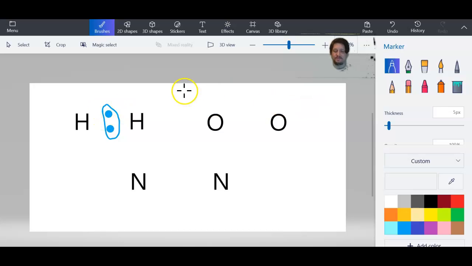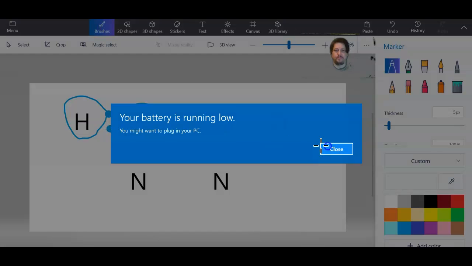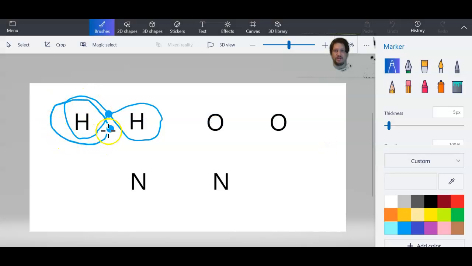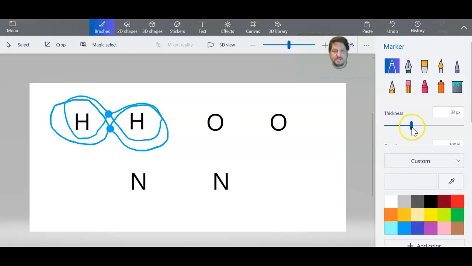Now the path of these, think of something like this electron here, goes around this hydrogen, comes back around. It will be similar with this electron here. Okay. Now, oxygen, next, if you'll remember, is in group 16. So that means it has 6 valence electrons.